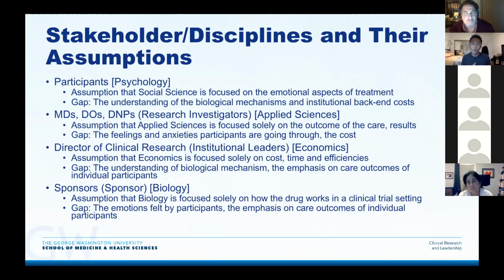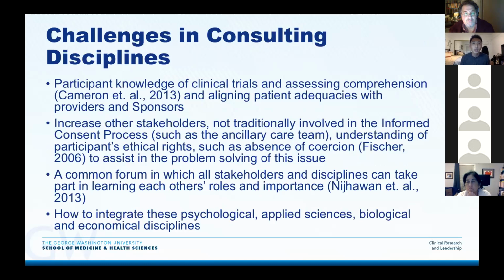And really the gap is the emphasis on care of the individual participants. Now, some of the challenges that are consulting in the disciplines are having that participant knowledge of clinical trials and accessing comprehension from a patient's perspective, aligning those patient adequacies and providing that discipline or perspective to providers and sponsors.